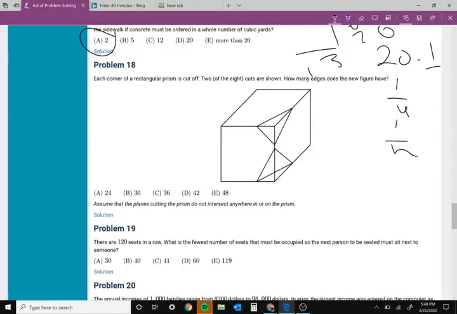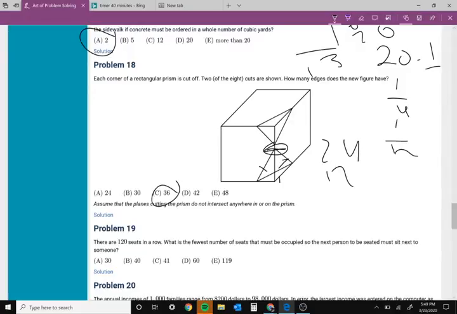So, each corner of a rectangular prism is cut off. 2 of the 8 cuts are shown. How many edges does the new figure have? Well, okay, well, this edge, I'm assuming it still remains, right? This one. So then you're adding 1, 2, 3 for each cut, I believe. Yes, you're adding 3 for each cut. There's 8 cuts. That's 24, plus the number of edges which were already there, which is 12, is 36.